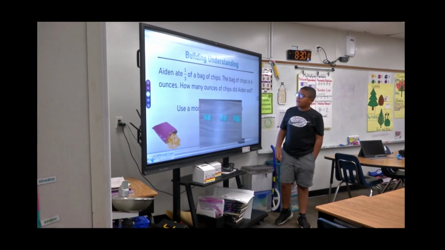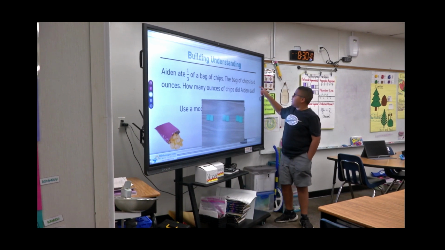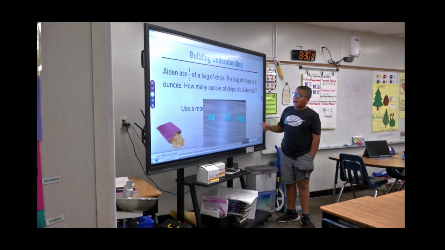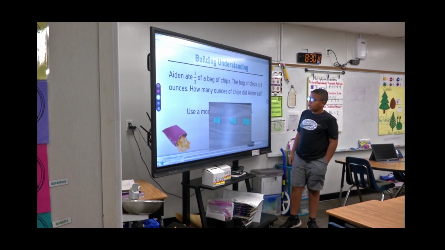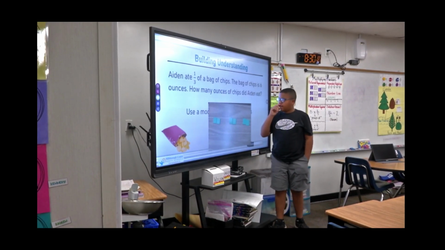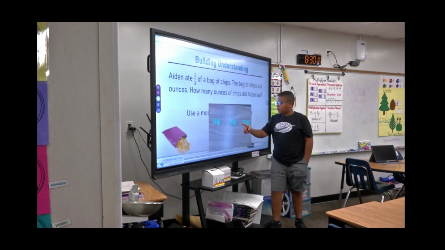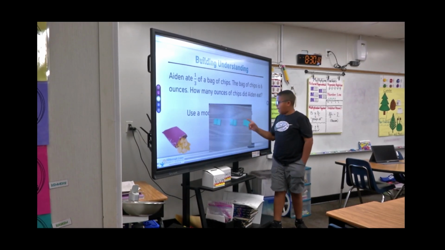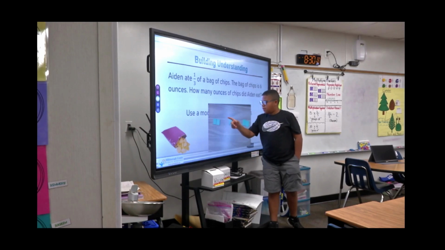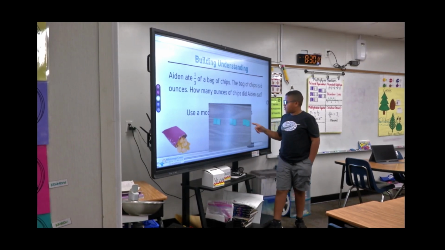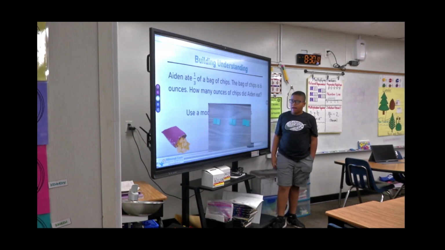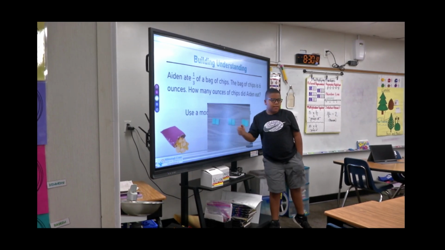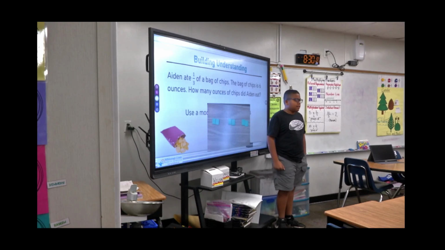So Aiden ate a bird, and there's 6 ounces in 3 thirds, which is a whole. So 1, 2 ounces, 4 ounces, 6 ounces. These represent ounces. And he ate a third of those ounces, which means he ate 2 ounces. Any questions?